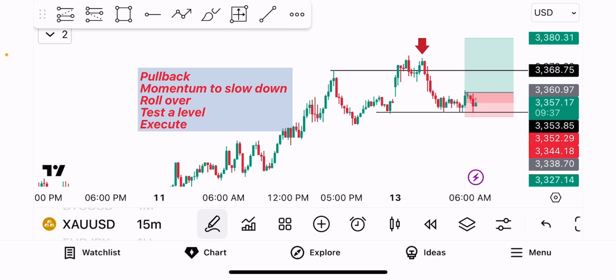In the next video, I will explain the concept of pullback, how we know if a pullback is valid for a buy or valid for a sell.